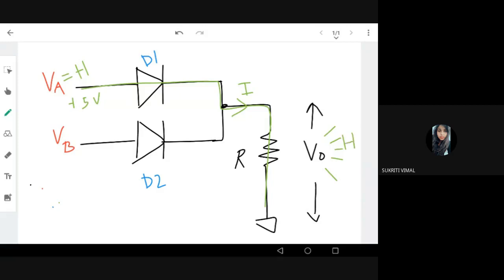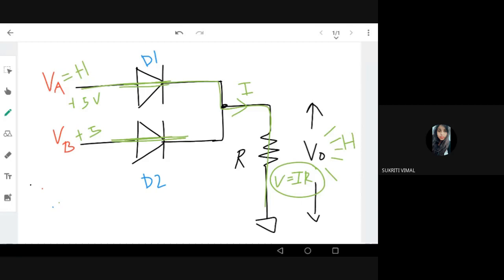So we can see if any of VA or VB is high voltage or plus 5 volt, any of the diodes is on, any single diode is on, and your output resistance is carrying a current, and the output is V equal to I into R, right? Voltage equal to current I into resistance. So there's a voltage drop, and this voltage across the output will give a high value in the output, or a high signal, yes or true.